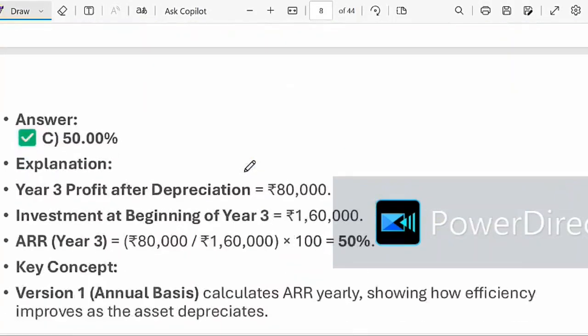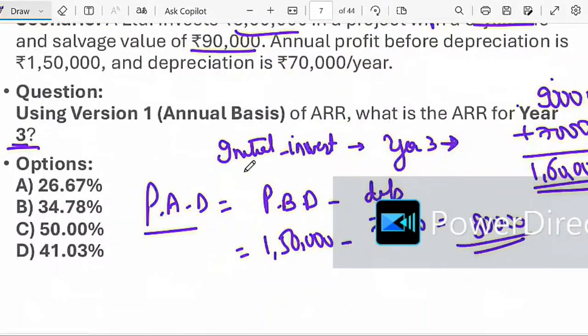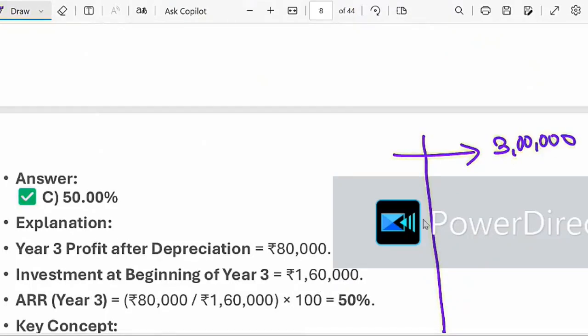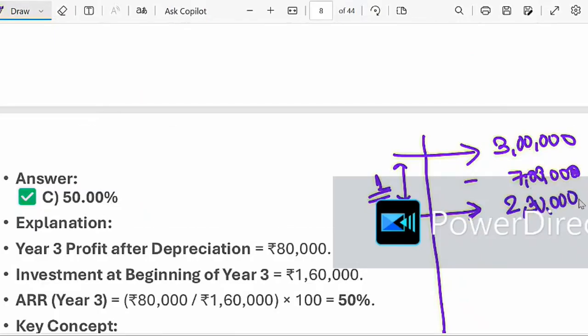Let me explain. See what is happening here. The main thing is the initial investment at the beginning of year 3. So initially how much was invested? 3 lakh, right? And this is year number one. So how much is the depreciation? 70,000 is the depreciation for year number one. So how much will the value be? Just subtract 70,000 from 3 lakh. It will be 2,30,000. I'm just explaining why we get the initial investment as 1,60,000.